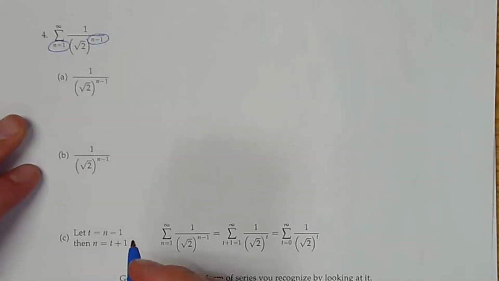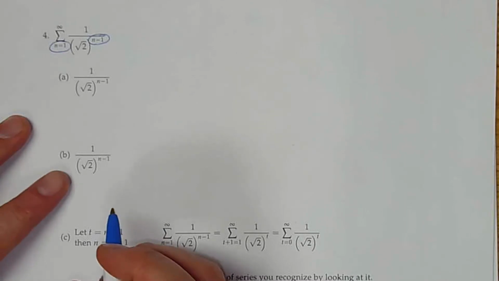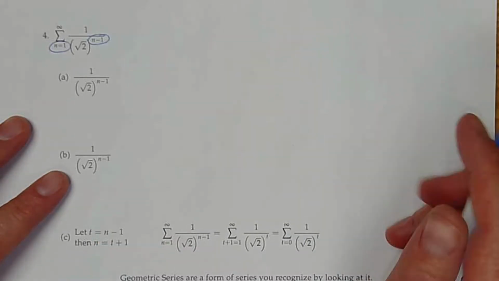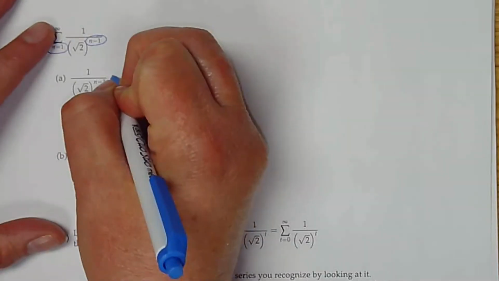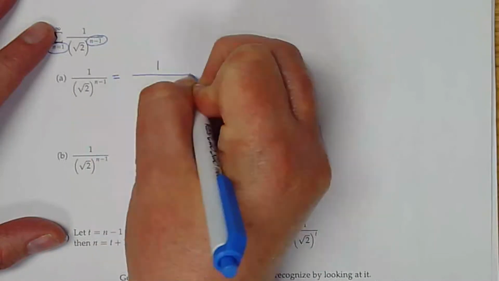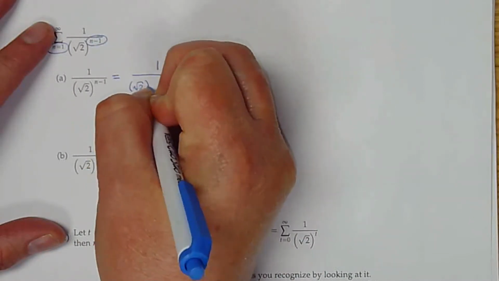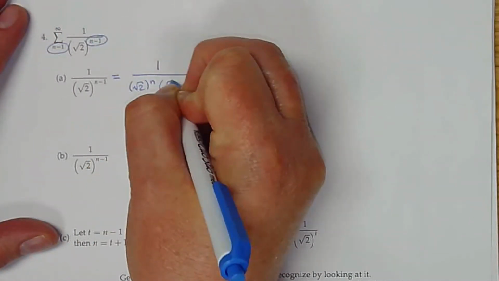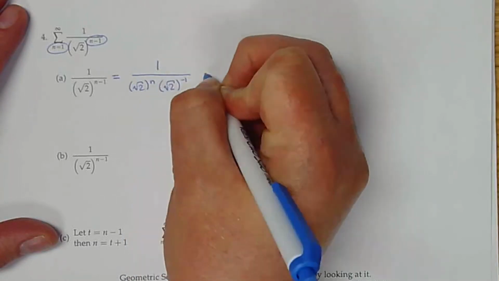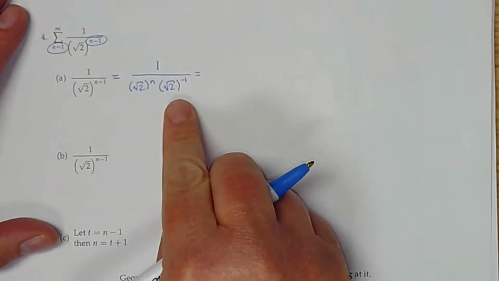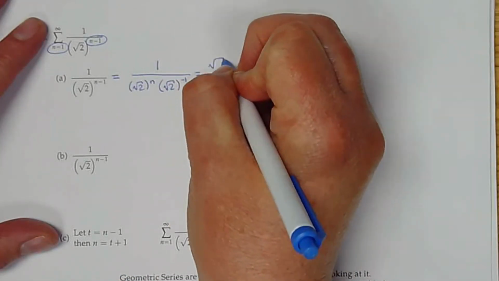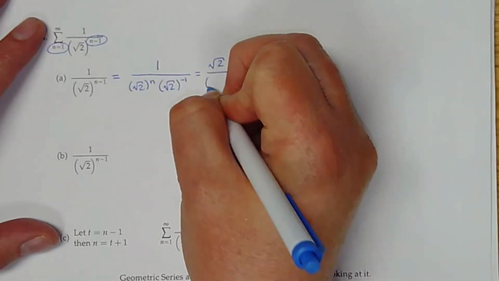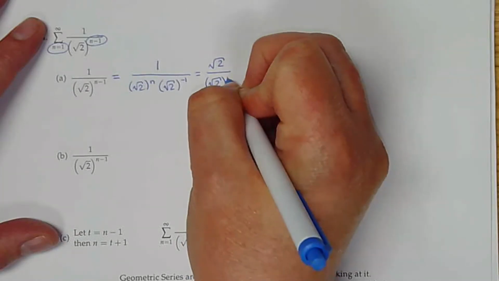So I'm going to show you a couple of tricks. The first trick is similar to the trick we used on number 2, where we split this up into two pieces. I'm going to write this as 1 over the square root of 2 to the nth power times the square root of 2 to the negative 1. That negative 1 is going to make this pop up to the numerator. So this is really equal to the square root of 2 over the square root of 2 to the n.